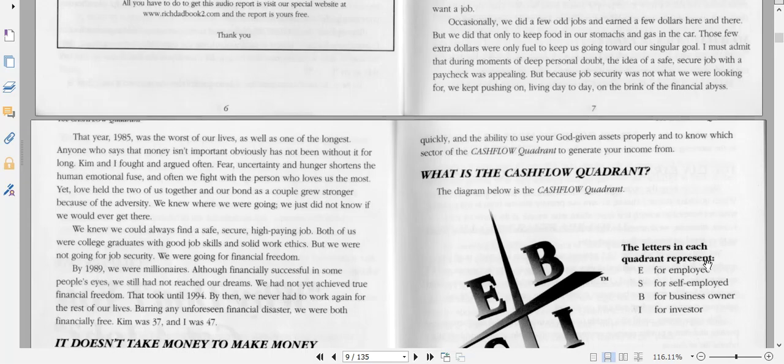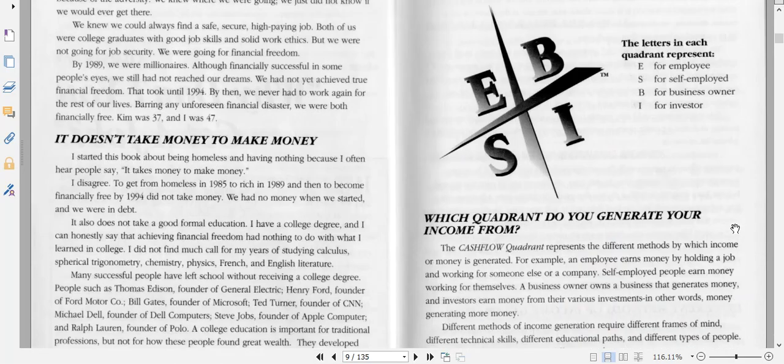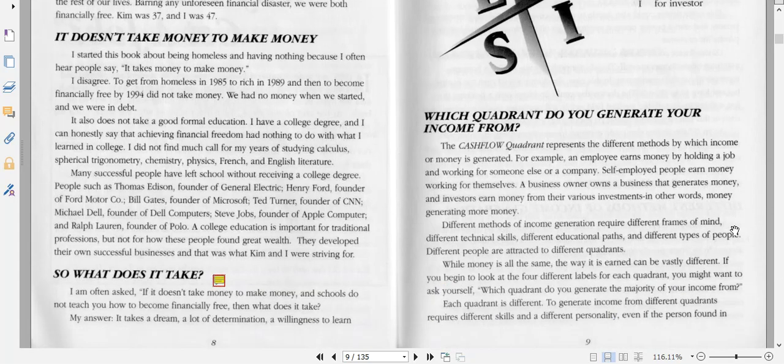What is the cash flow quadrant? The diagram below is the cash flow quadrant. The letters in each quadrant represent E for employee, S for self-employed, B for business owner, I for investor. Which quadrant do you generate your income from? The cash flow quadrant represents the different methods by which income or money is generated.